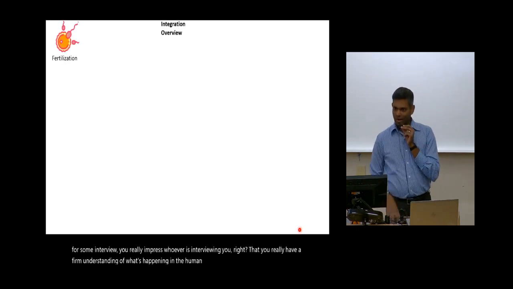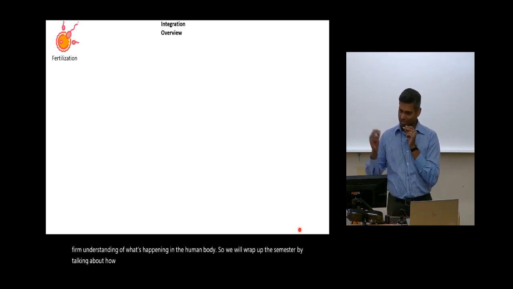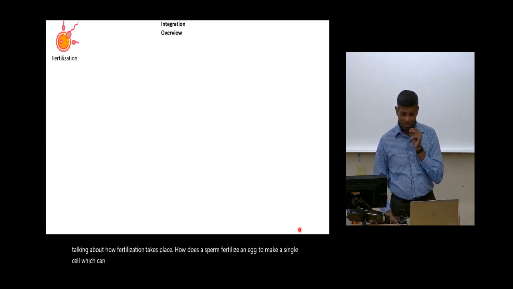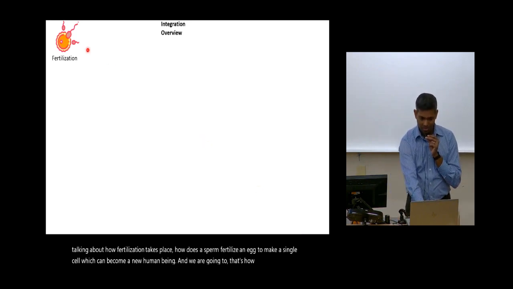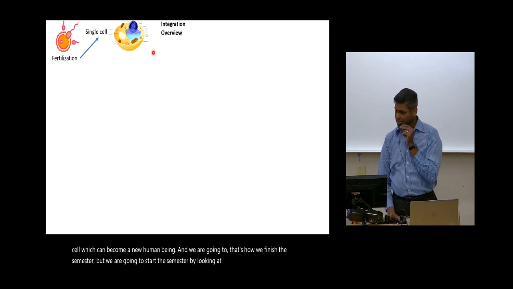So we will wrap up the semester by talking about how fertilization takes place. How does a sperm fertilize an egg to make a single cell which can become a new human being? That's how we'll finish the semester, but we're going to start the semester by looking at the structure of a single cell.